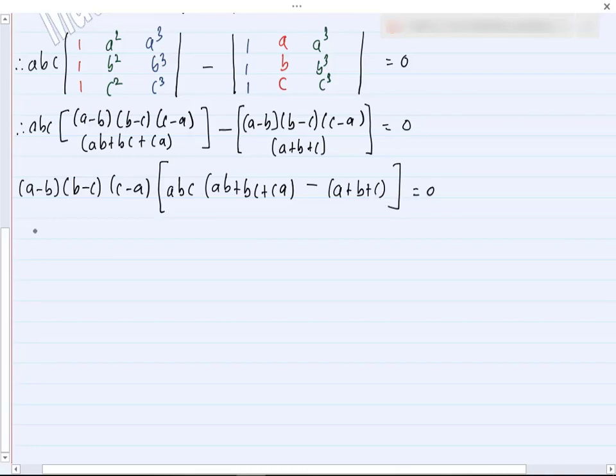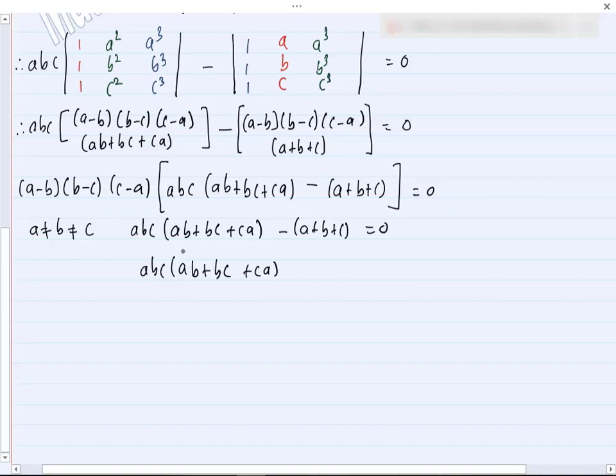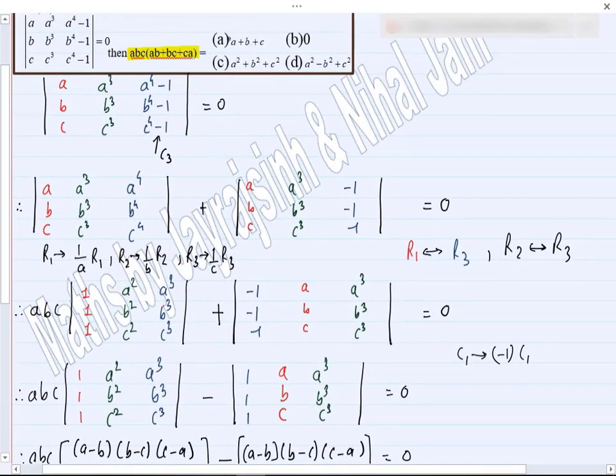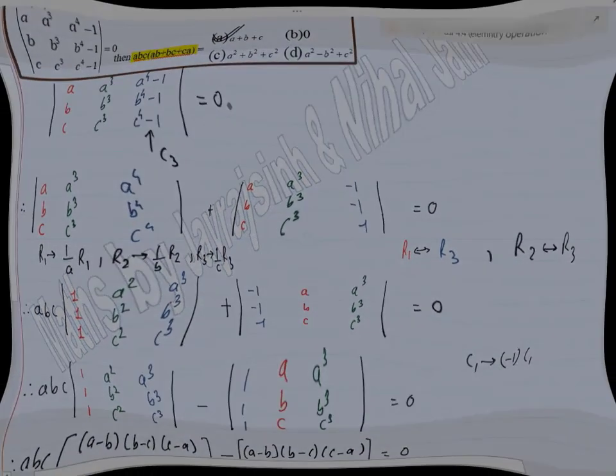Now in the question it is given that A is not equal to B, not equal to C. So these three terms must not be equal to 0. So we can say ABC into (AB plus BC plus CA) minus (A plus B plus C) must be equal to 0, or we can say ABC in the bracket (AB plus BC plus CA) is equal to A plus B plus C. Ta-da! This is what we want. So option A is your final answer.